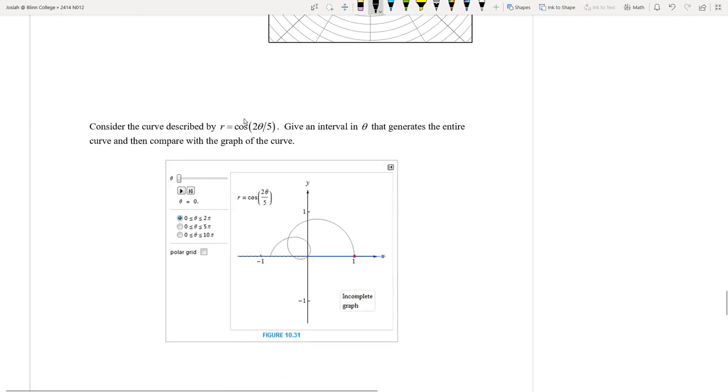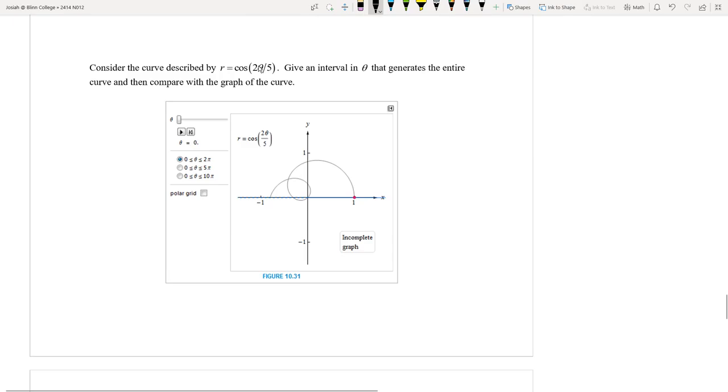Right, so let's talk about what happens when we have maybe something even stranger happening with our period. If we look at cosine of 2 theta over 5, we think about what pieces we need. First off, the period of this is going to be 2 pi over the coefficient, which is 2/5. Flip, multiply, we get 5 pi. So our period is 5 pi. Right, so we'll think about what we need to generate the entire curve.